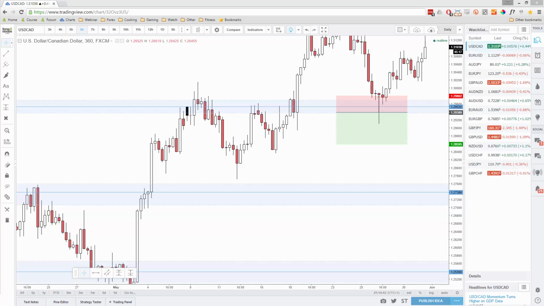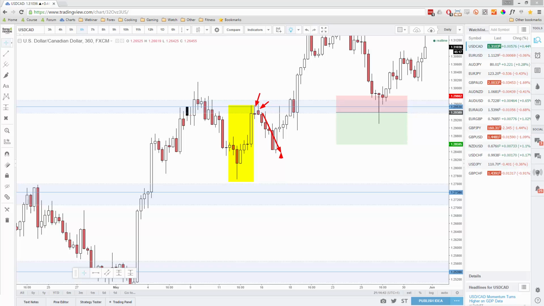So when price pushes up to one of my areas, like this here, and then we get these kind of doji looking candles forming, that's when I look to enter a trade. Here I did enter a short trade on this particular setup.